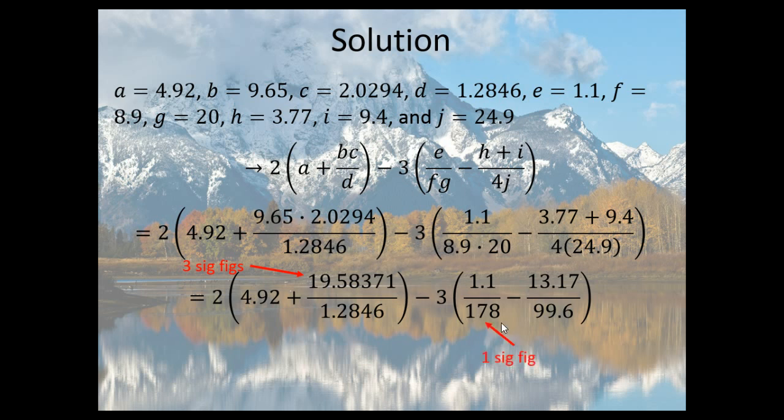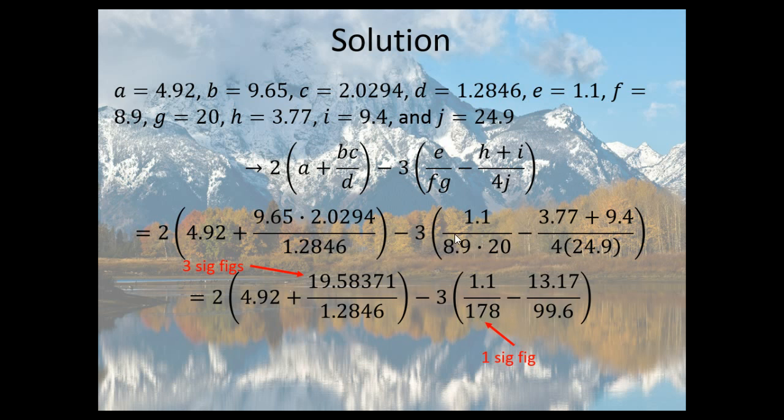Meanwhile, the 178 right here, which was the result of this 8.9 times 20, that's only good to 1 sig fig, because this number 20 right here only has 1 significant figure. It was rounded from somewhere between 15 and 25. If you don't believe me, plug 15 and 25 into this calculation. You'll get very different numbers than 178. So this number right here is only good to 1 significant figure.